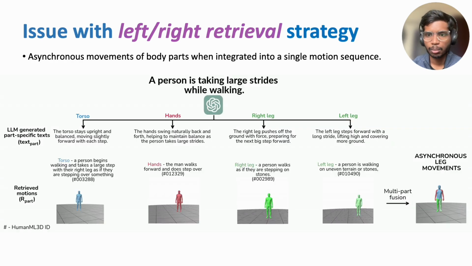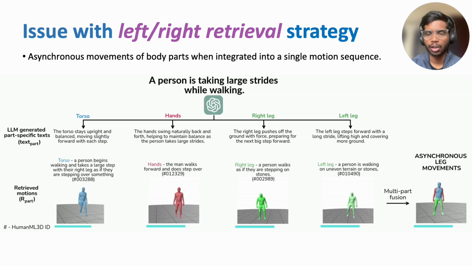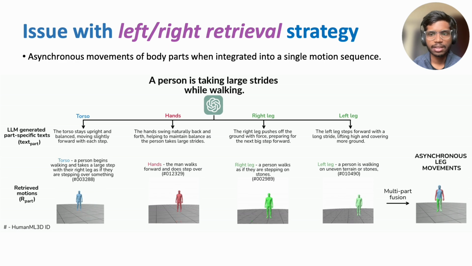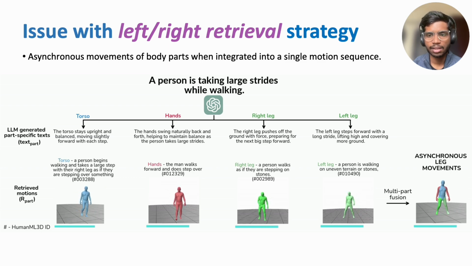All part-specific retrieval models are trained using full-body motion sequences, as the LLM-generated part-specific descriptions often include contextual information about other body parts. By utilizing full-body motion sequences, we leverage intra-joint relationships, leading to more coherent and semantically accurate motion retrieval. However, we limit our approach to three parts: torso, hands, and legs, and avoid treating left and right as separate retrievals. For instance, in the text "a person is taking large strides while walking," separately retrieved motion for the left and right legs can become asynchronous when composed into a single motion sequence.